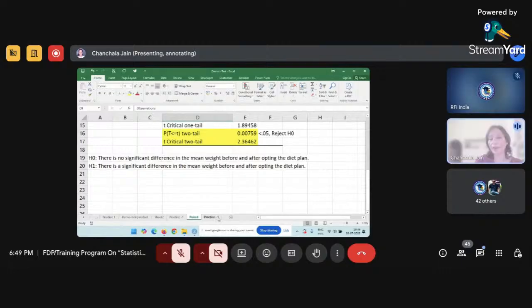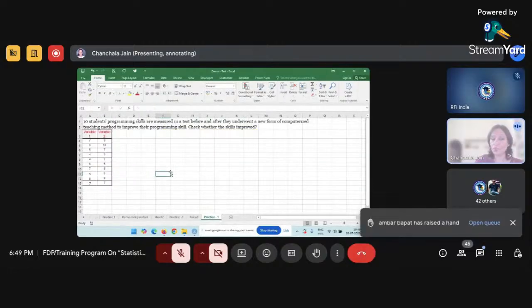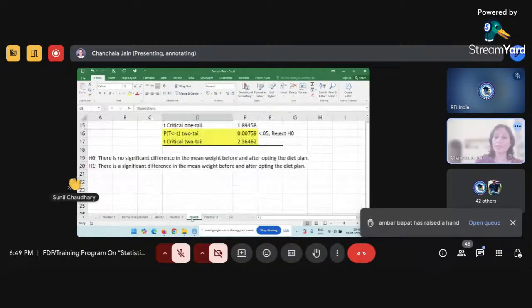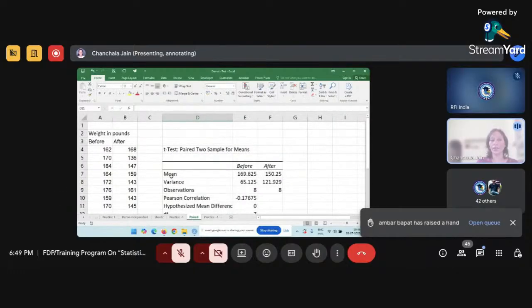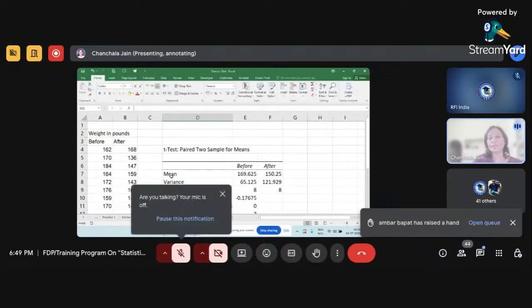Now for practice purposes, I have provided you one more sheet. You can use this and practice the paired sample t-test at your end also, right? So now I will go for the conclusion of the session and then I'll take your questions if you are having any, right? So friends, today we discussed the concept of parametric tests.